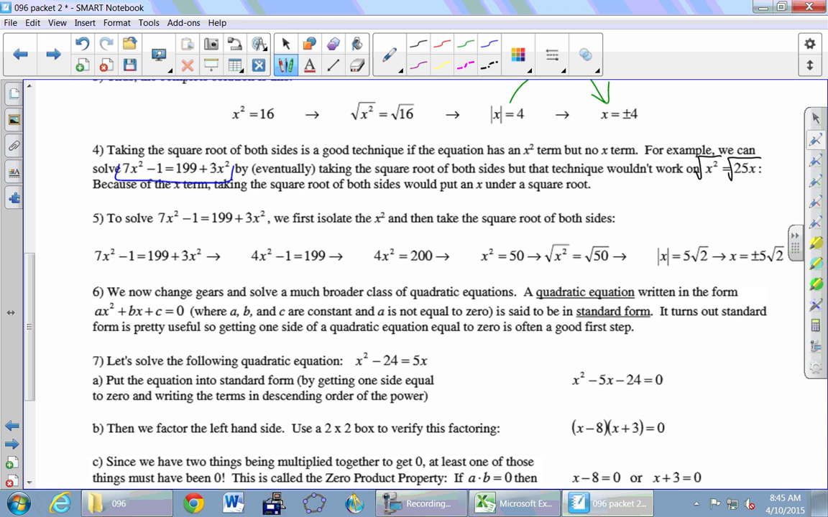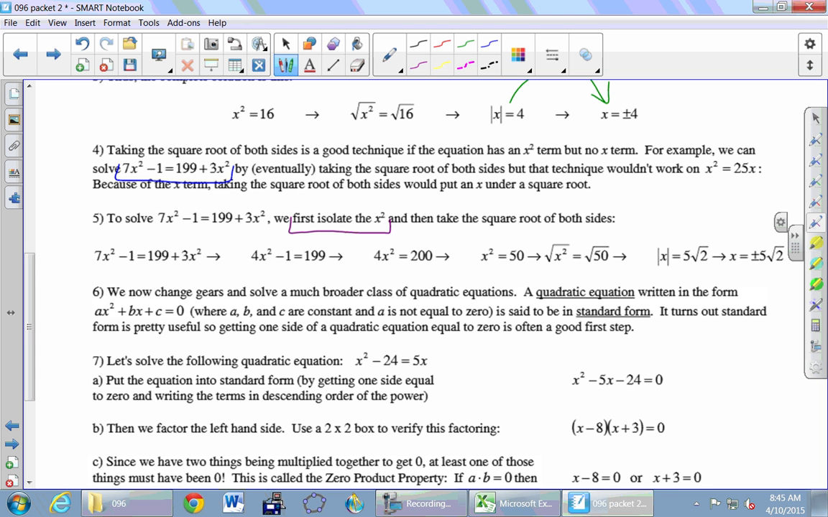So big difference between equations that just have x squareds, like this underlined blue one, and then the more normal equations which have both x squareds and x's, which will require a new technique. We'll see it at the bottom. Okay, so number 5 says the first thing to do is isolate the x squared.